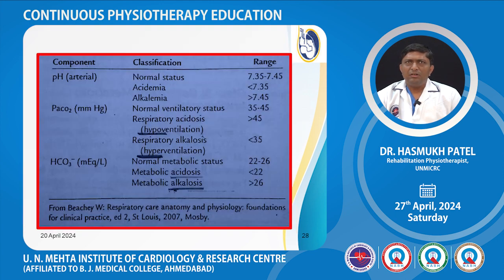This is nothing but component classification and range. pH normal status is 7.35 to 7.45. If it is less than 7.35, then it is acidosis, and if it is more than 7.45, it is called alkalosis. In PCO2, normal value is 35 to 45. If it is more than 45, it is called respiratory acidosis, and if it is less than 35, it is called respiratory alkalosis. In HCO3, the normal range is 22 to 26. If it is less than 22, then it is called metabolic acidosis. And if it is more than 26, then it is called metabolic alkalosis.